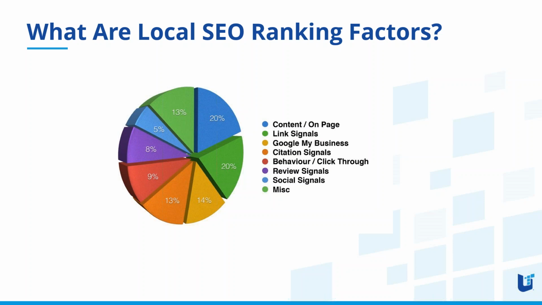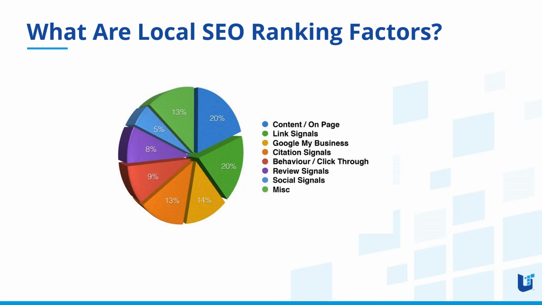13% of the weighted goal is citation signals. Citations are listings of your business on directory websites. You would think Angie's List or Yelp, Better Business Bureau, or Bing, that contain your name, address, and phone number. Again, this is something that we can easily improve and something that we will focus on today later on.